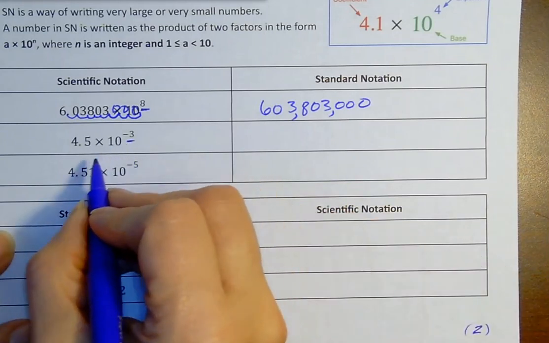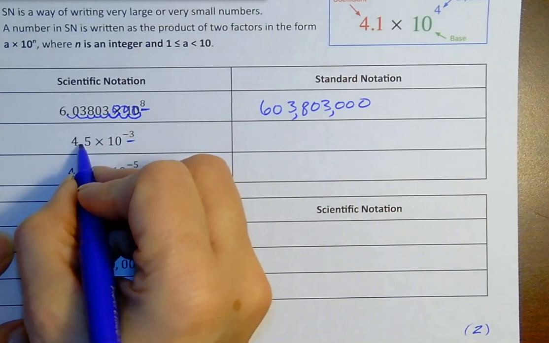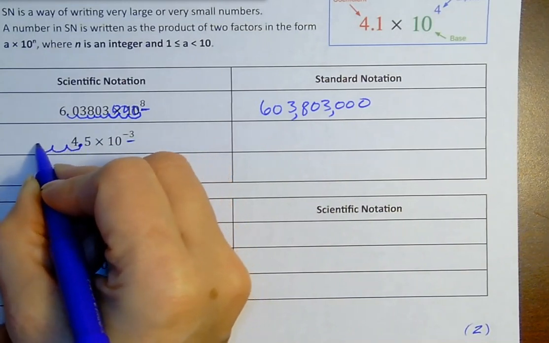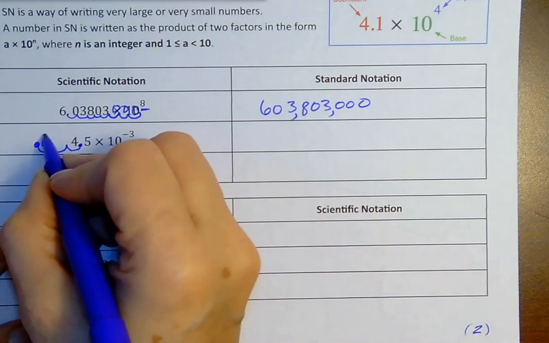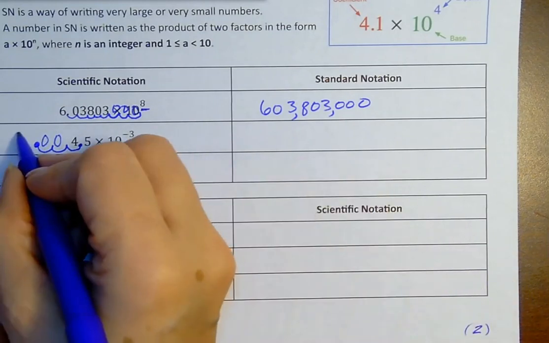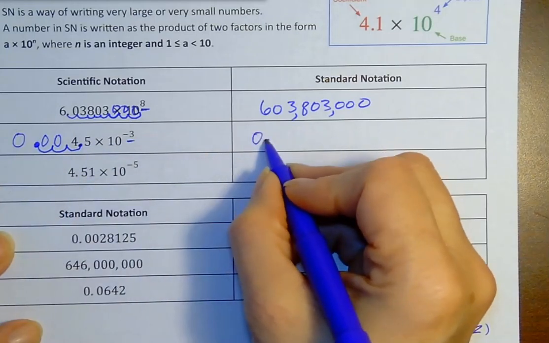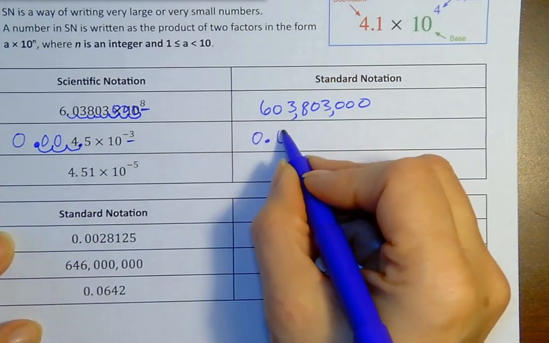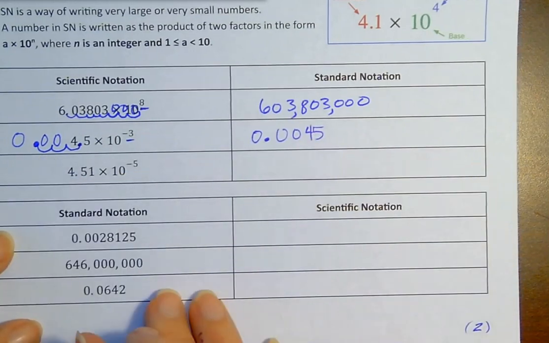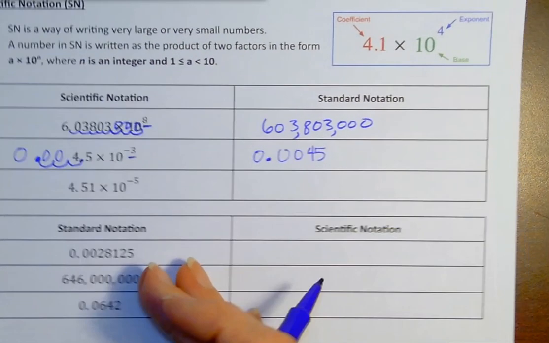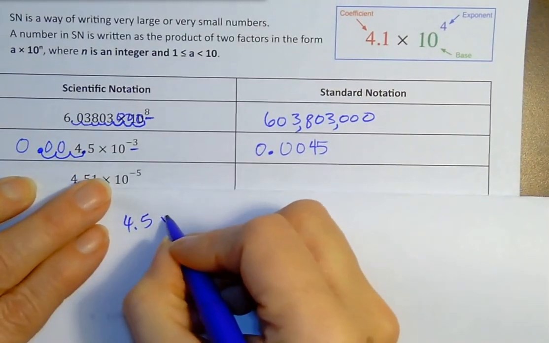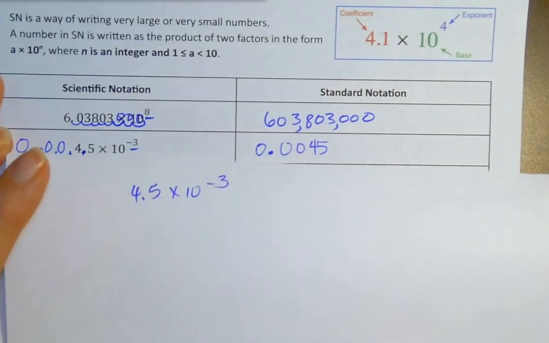If you have a negative, you're going to move your decimal to the left. So I have my decimal here, and I'm going to go 1, 2, 3 to the left. That's my new decimal, and I fill in any empty holes with zeros. I personally like a leading 0 because it makes sure that I know where my decimal point is. This is your answer here.